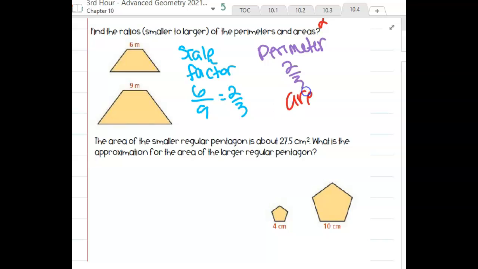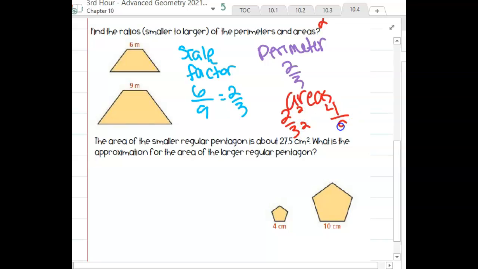The area isn't much harder. You take that scale factor 2 to 3 and you square the numerator and square the denominator. So the ratio of their areas is going to be 4 to 9.